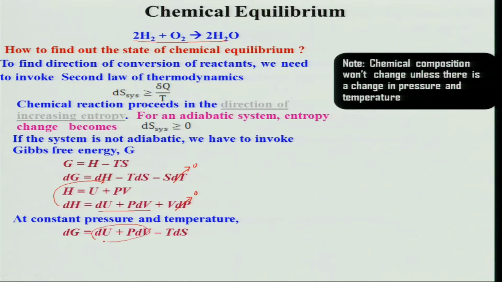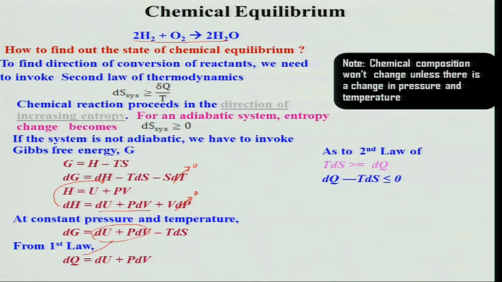And if you look at this term, from the first law we know that dQ is equal to dU plus P dV. So, this term is nothing but dQ. So, I can say that dG is basically dQ minus T dS. According to the second law of thermodynamics, I can write T dS is greater than or equal to dQ, or I can write dQ minus T dS less than or equal to 0, because I am just saying this is greater than that. That means dQ minus T dS will be less than or equal to 0.